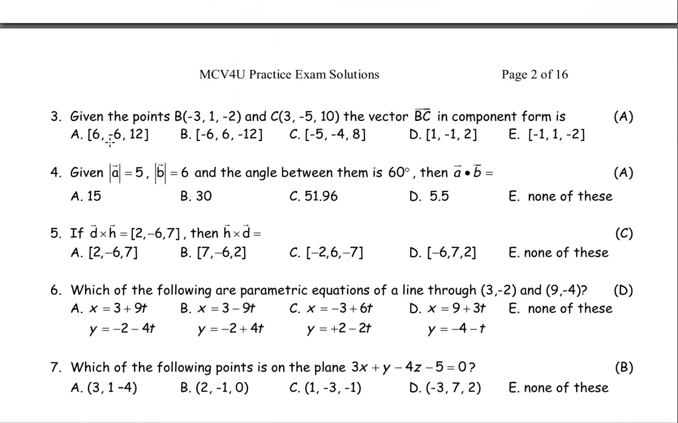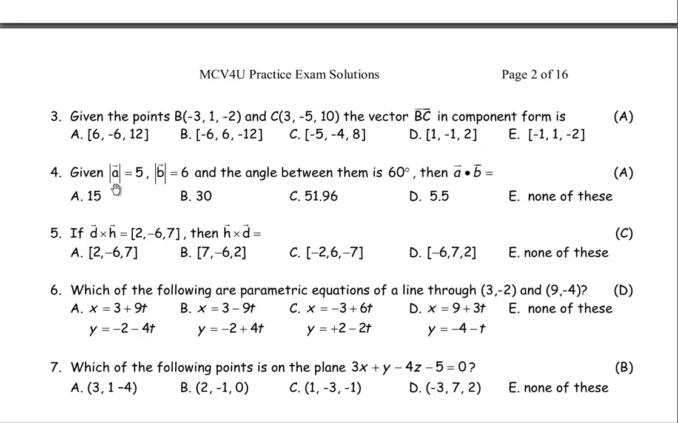On to the second page. Given the points B is -3, 1, -2, and C is 3, -5, 10, we're asked to find the vector BC. So C is the head of the vector, B is the tail of the vector where it starts. So to find the actual components, we subtract them. So we take the coordinates from C and subtract from them the coordinates at B. So we would go 3 take away -3, which of course is 6. And then -5 take away 1, which is -6. And then 10 take away -2 is the same as 10 plus 2, which is 12. So that's why A is the correct answer for number 3.